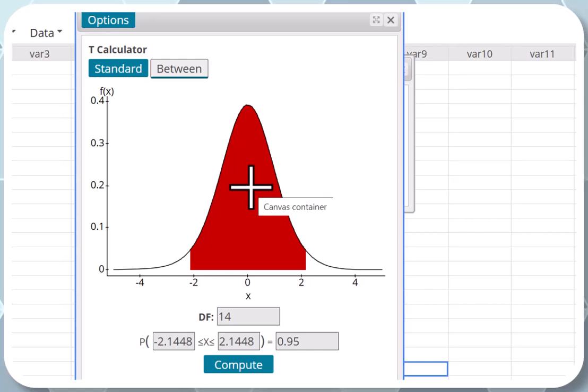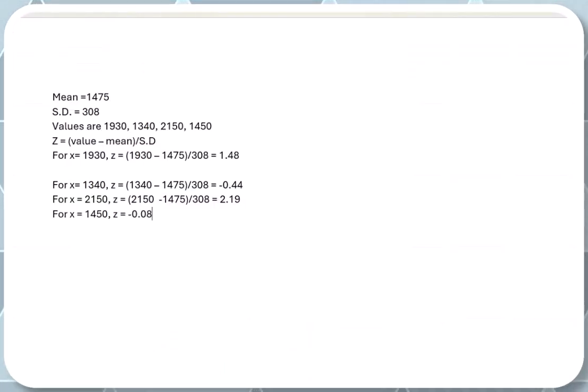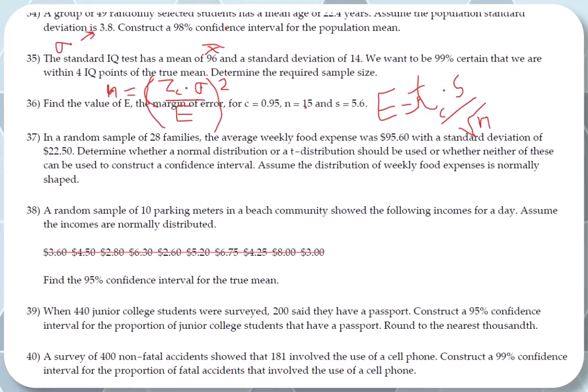So in order, let's go. 2.145. Let's go back now to the question. So I know T, 2.145. Let's do it together. Times S. What is S, guys? Here it is 5.6. And then divide by square root of 15. So the answer is 3.10. The margin of error is 3.1.